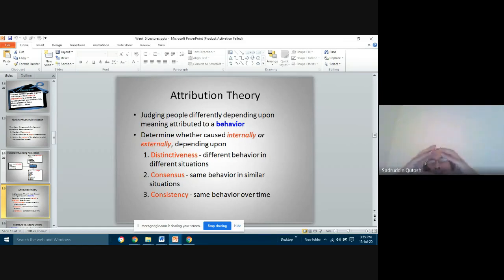So this attribution theory is basically looking at how you as a person behave over a period of time, in similar situations, in different situations, with different people, with different scenarios. That highly depends upon your internal and external situations. That determines how you feel about that, and what kind of situation is around you. So that is how you can understand judging people and the meaning that is attributed to behavior.